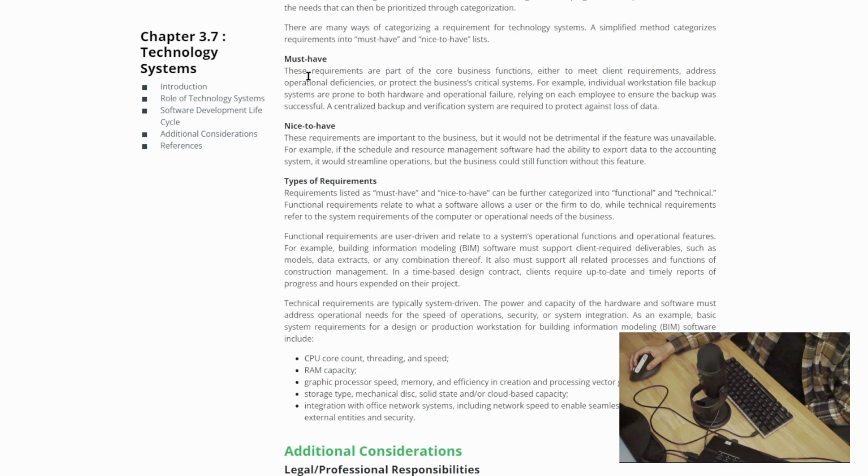Must-have. These requirements are part of the core business functions, either to meet client requirements, address operational deficiencies, or protect the business's critical systems. For example, individual workstation file backup systems are prone to both hardware and operational failure, relying on each employee to ensure that the backup was successful. A centralized backup and verification system is required to protect against loss of data.